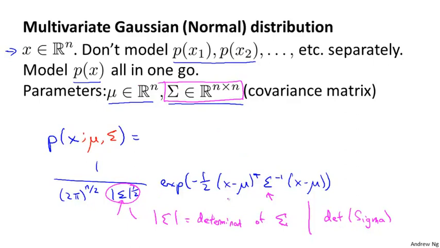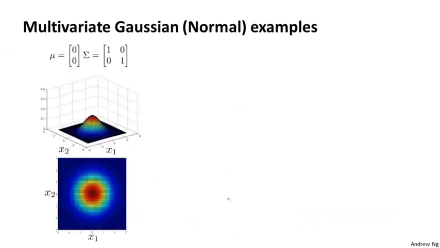But more importantly, what does p of x actually look like? Let's look at some examples of multivariate Gaussian distributions. Let's take a two-dimensional example. If I have n equals 2, I have two features, x1 and x2. Let's say I set mu to be equal to 0 and sigma to be equal to this matrix here, with 1s on the diagonals and 0s on the off diagonals. This matrix is sometimes also called the identity matrix. In that case, p of x will look like this.